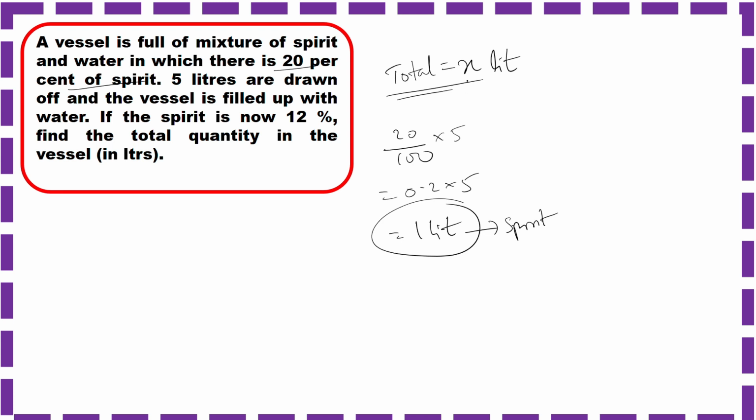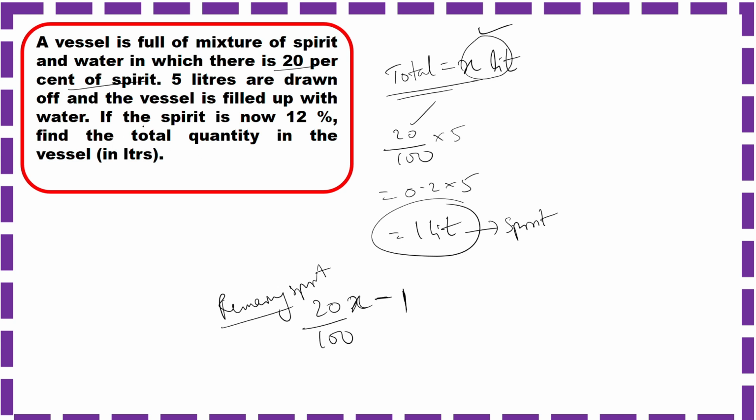So we assume the total quantity to be x, and we are removing 1 liter of spirit. 20% of x is the spirit, so 20 by 100 of x minus 1 liter we are removing. This is the remaining spirit. The complete quantity is x liters, out of which 20% is spirit. Out of this 20%, we removed 1 liter of spirit, so we are subtracting 1 from it. This is the remaining quantity of spirit.